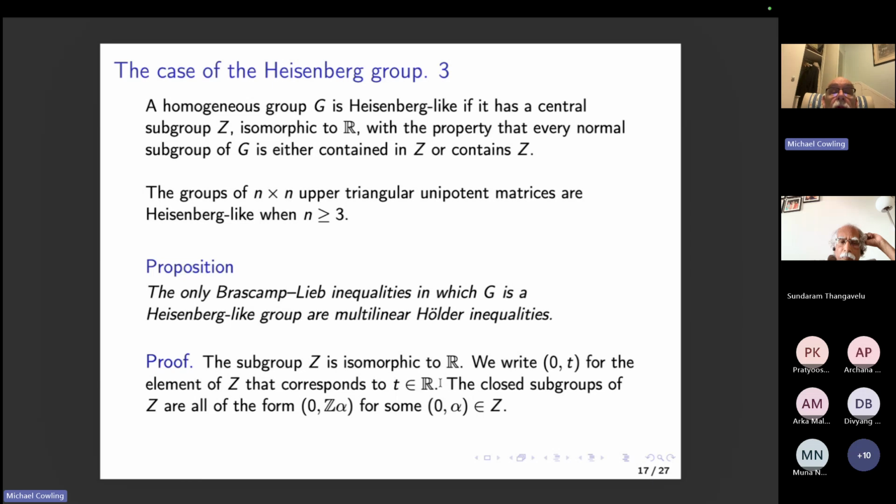So the center, this subgroup Z, is isomorphic to R, and I'm going to write every element of this subgroup as being (0, t), to say there's a whole lot of other elements of the subgroup that have to be 0, and then there's a t in R that this corresponds to. Now, the closed subgroups of R are all of the form alpha times the integers for some alpha in R. That's just standard. The closed subgroups of R are just integer multiples of some number.